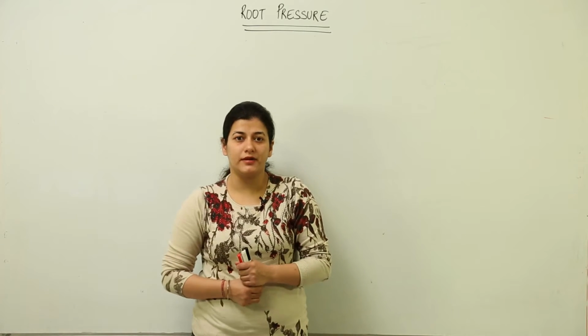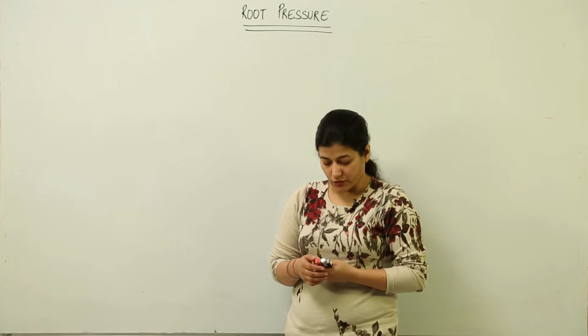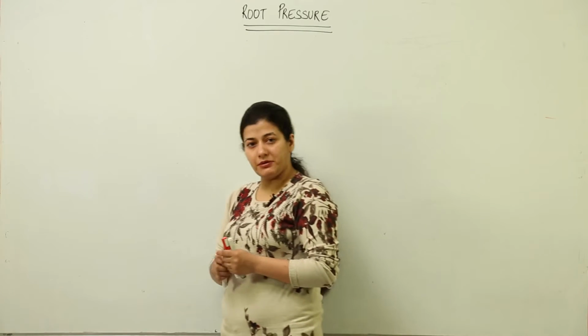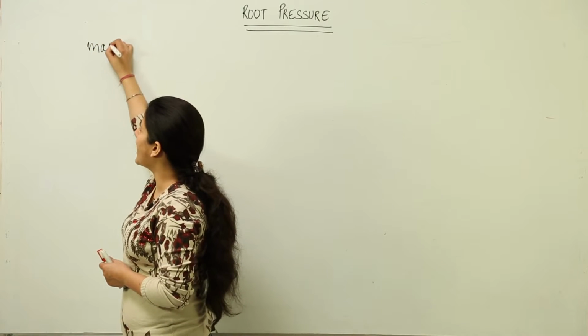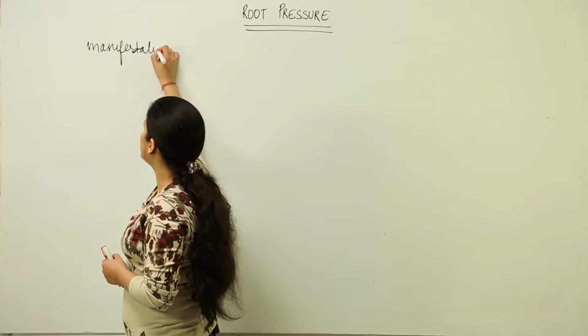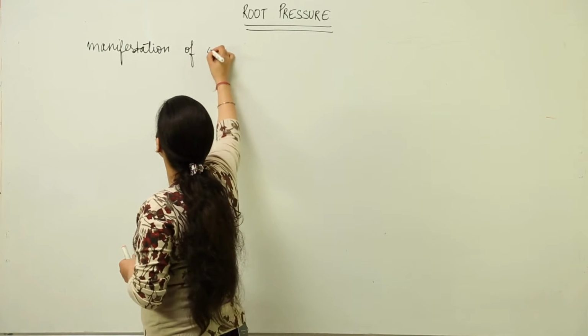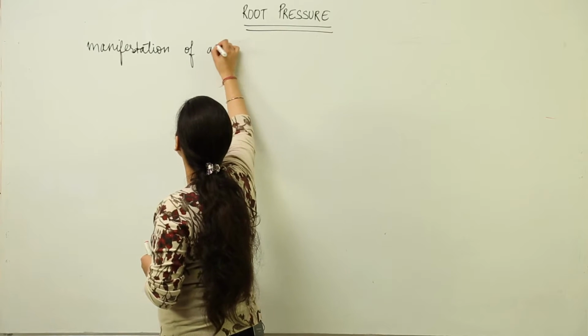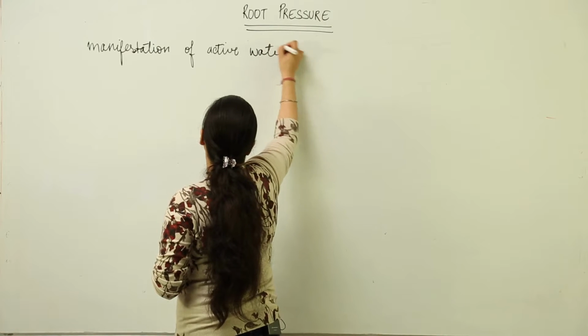Now let us talk about root pressure. We have discussed active water absorption. So the first thing you have to keep in mind is that root pressure is a manifestation of active water absorption only. Okay? And one more thing to keep in mind is that root pressure is a positive pressure. Now we are going to discuss these.